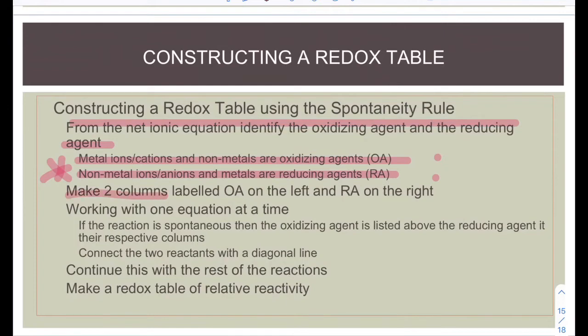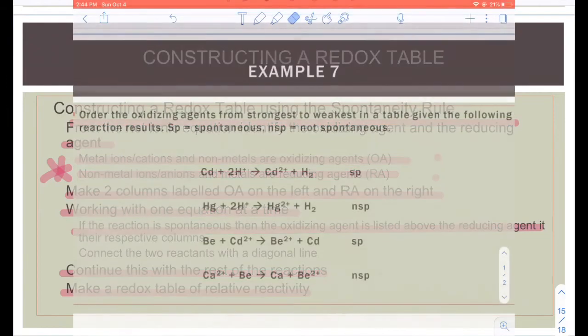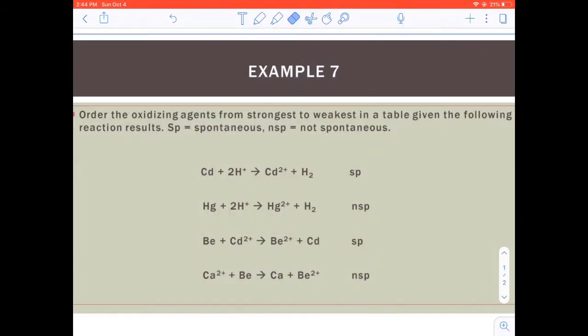All right. Make two columns labeled oxidizing on the left and reducing on the right, just like in a redox table, and then work with one equation at a time. If the reaction is spontaneous, then the oxidizing agent will be above the reducing agent on our table. Then we're going to look at the rest of the reactions and we're going to place them accordingly in order. And then we're going to make a redox table of relative reactivity. So our last two examples give similar data to what we've been working on in those tables. It just does it in kind of a different way. So here we have our reaction that is taking place, and we can figure out the half reactions from this reaction.